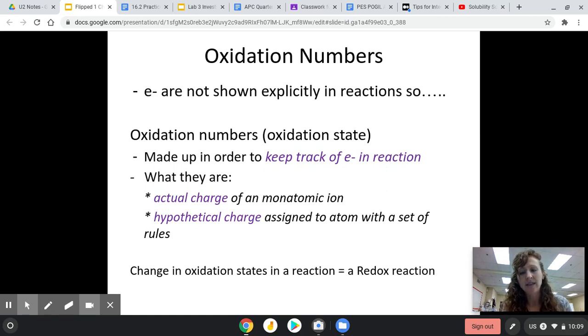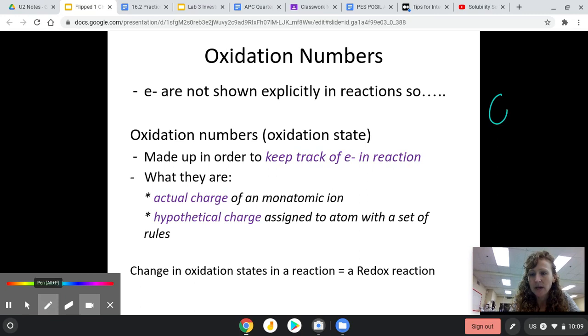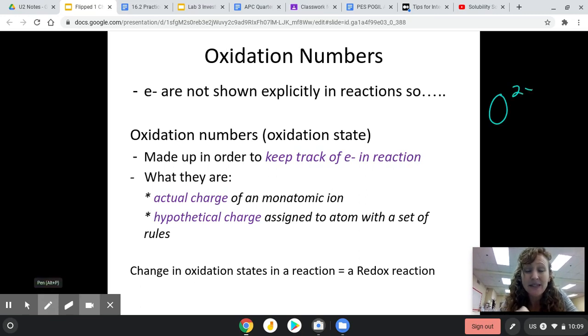If you look at the difference between an oxidation number and a charge, if we're writing something like oxygen, I'm going to write oxygen 2-. That means it's a charge. If the number comes before the symbol, it's going to be a charge. If I write something like O-2, that would mean that it's an oxidation number and not a charge.